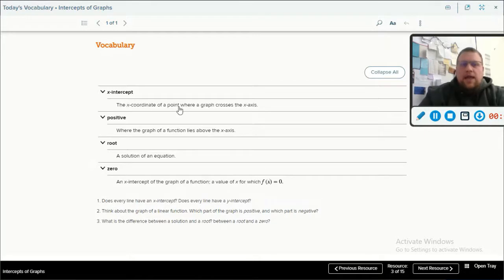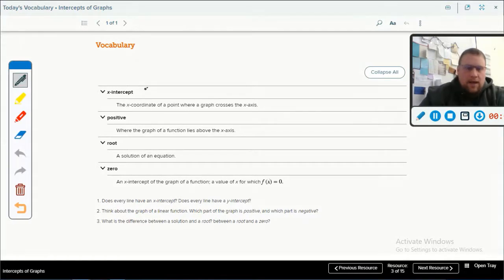The x-intercept is the x-coordinate of a point where the graph crosses the x-axis. It is that point, some value of x. Y is always 0 on the x-axis, okay?